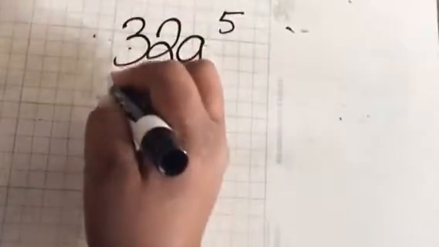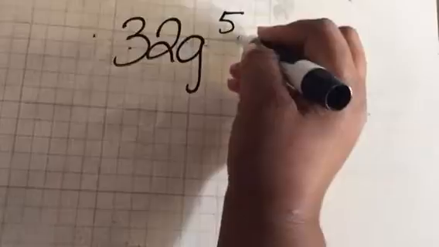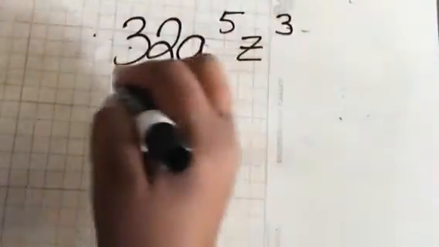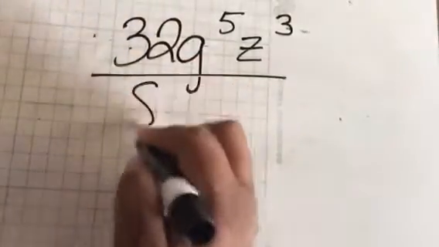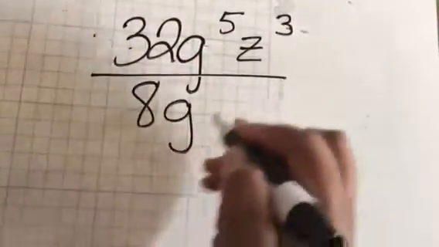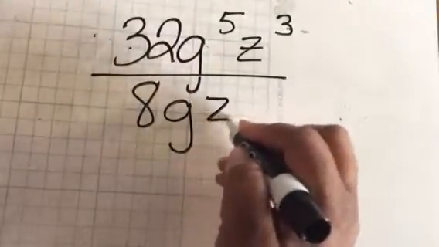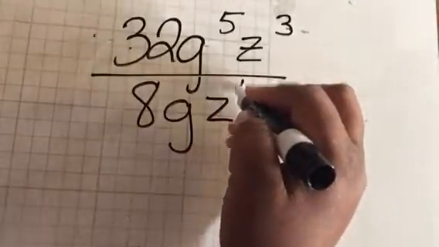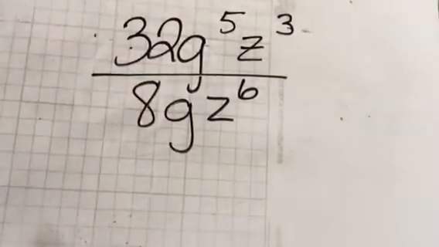Let's say we have a division problem. Let's take that 32g to the 5th power, and let's put a z on the end of it. And let's raise z to the 3rd power. And let's say that we're dividing that by 8g z to the, let's make it a 6th power. Let's say we have that problem.